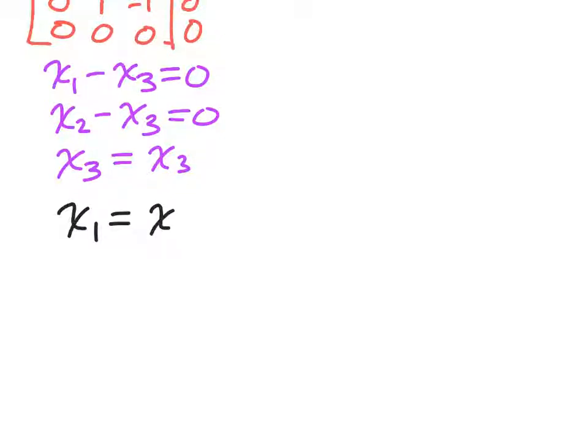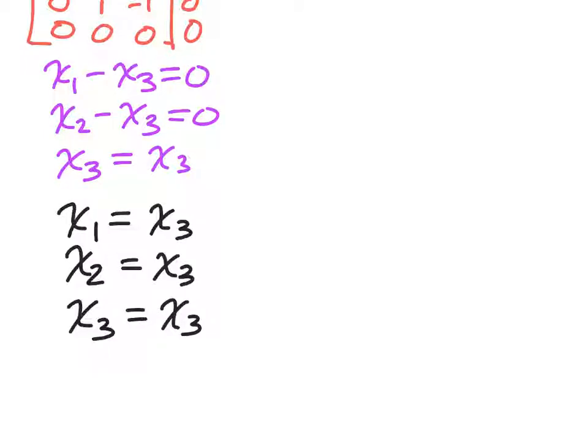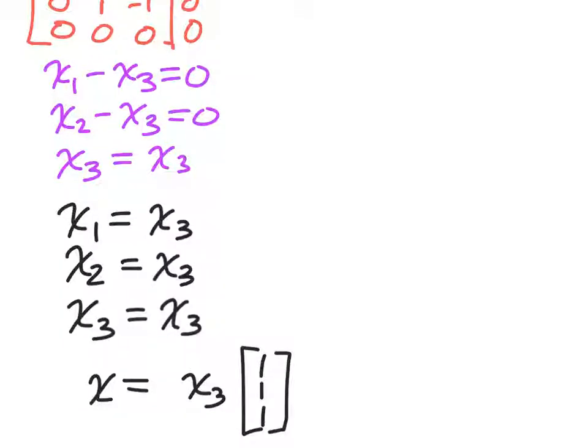is x1 is equal to x3, x2 is equal to x3, and x3 is equal to x3. Which is the same as saying that x is equal to x3 times the vector 1, 1, 1. So x as in x1, 2, 3, but just writing the x, it's implied. Because honestly, I think it's pretty clear that vector x has to be x1, 2, 3, because you wrote it a bunch of times already.